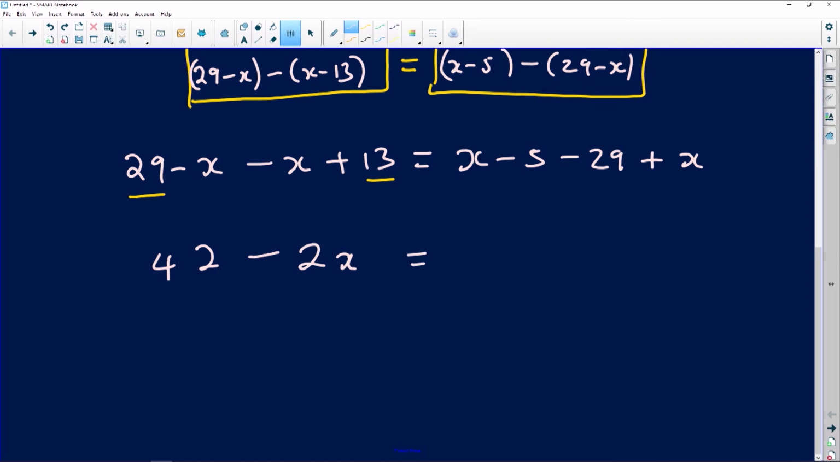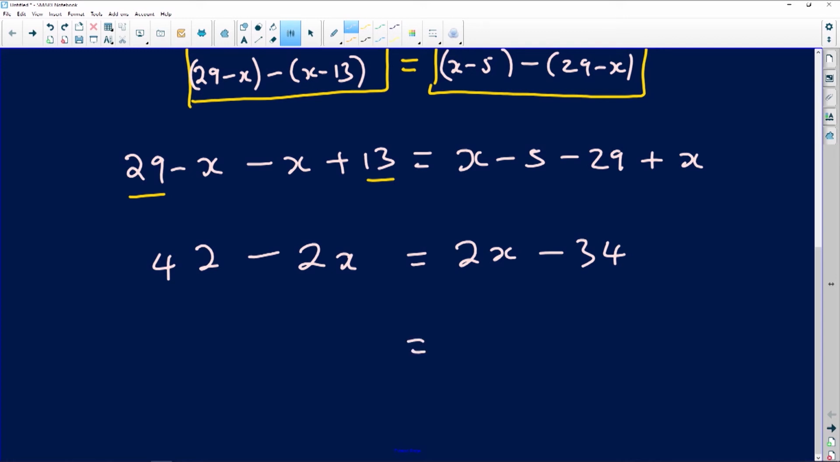And then on the right-hand side, I've got x as well as x. Those are what we call like terms. It's going to give us a positive 2x. And then minus 29 minus 5 will simply give us minus 34, if we are not mistaken. Yes, it's absolutely correct.